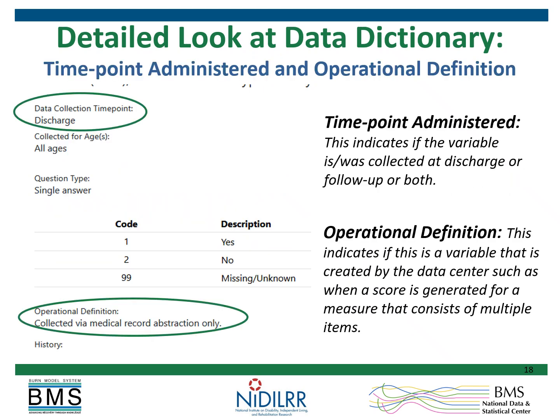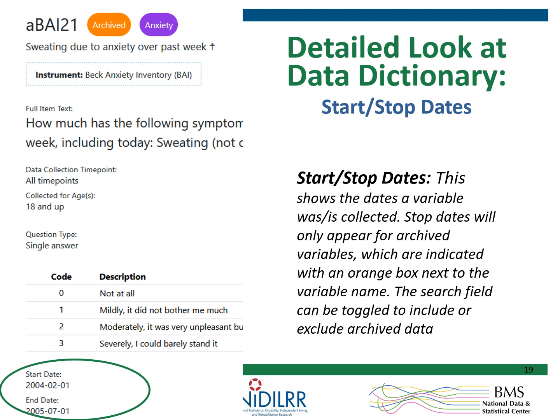The data dictionary also shows time point administered and operational definition. The time point administered indicates if the variable is collected at discharge or follow-up or both, and the operational definition provides more information about that variable. It also includes, as I mentioned earlier, start and stop dates. When an archived variable is looked at in the data dictionary, you can see that it's archived by the orange block that shows that it is an archived variable. You can also tell when something's archived when it has a stop date. Stop dates only appear for archived variables.